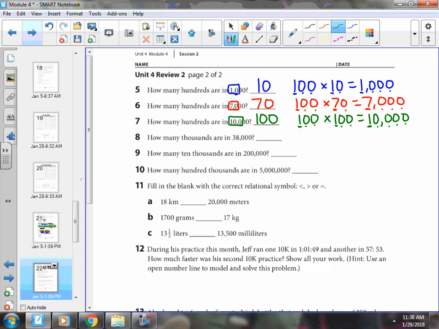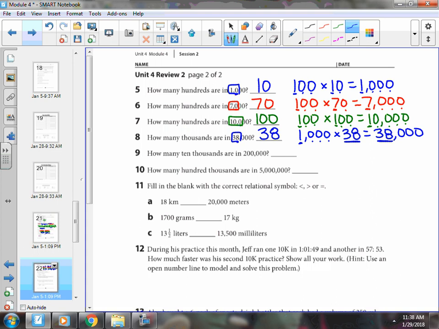Number 8, how many thousands are in 38,000? There's the thousands place. So there's my answer. And I think that should make sense to you just with your ears. How many thousands are in 38,000? There are 38 thousands in 38,000. Or you could think 1,000 times 38. And that is 38,000. So you could think 1 times 38 is 38.